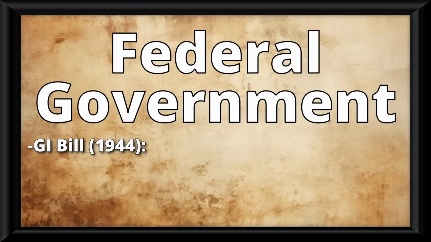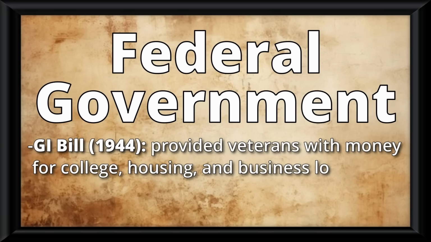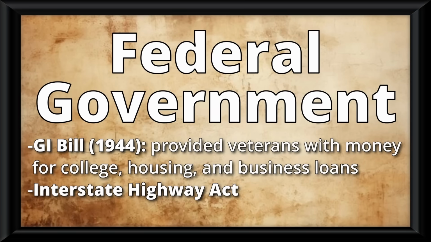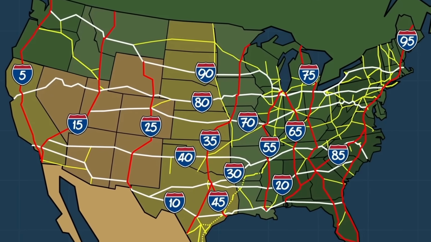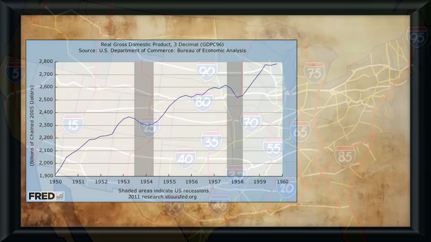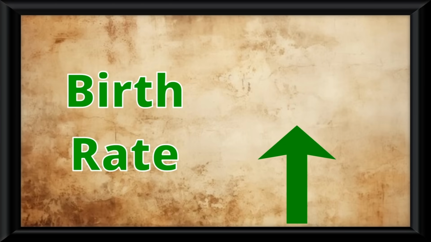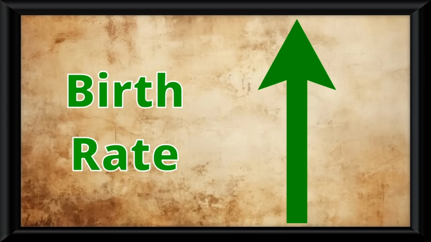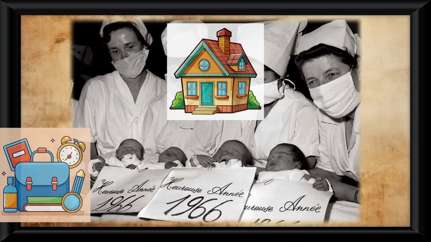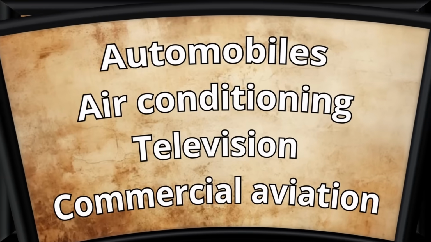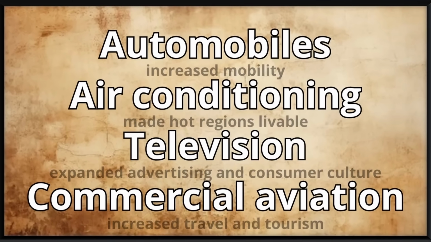The GI Bill provided all these millions of World War II veterans with money for college, housing, and business loans. And the Interstate Highway Act launched a massive road building project, which is the reason there are all of these highways around the country. So with the economy being strong, people wanted more babies. And that's where we see a massive spike in the birth rate post-World War II, known as the baby boom.